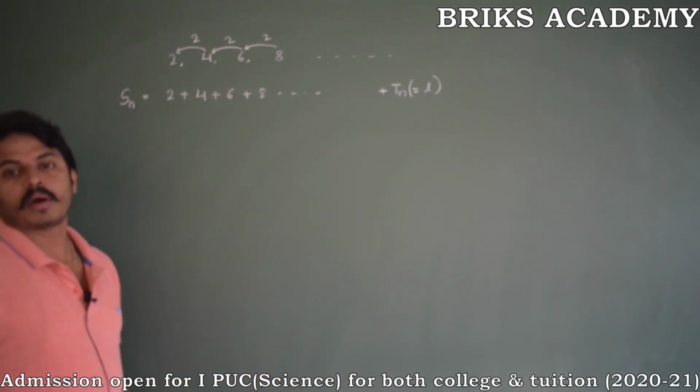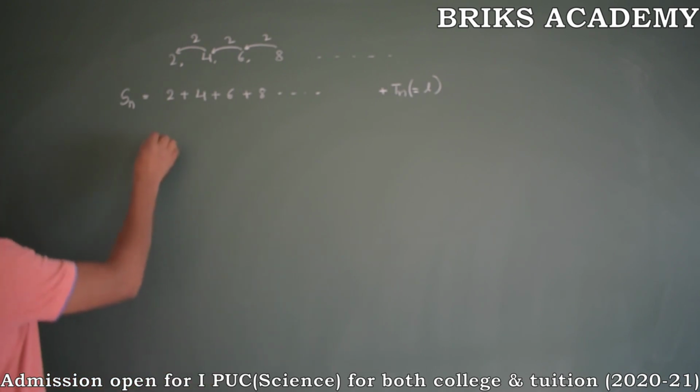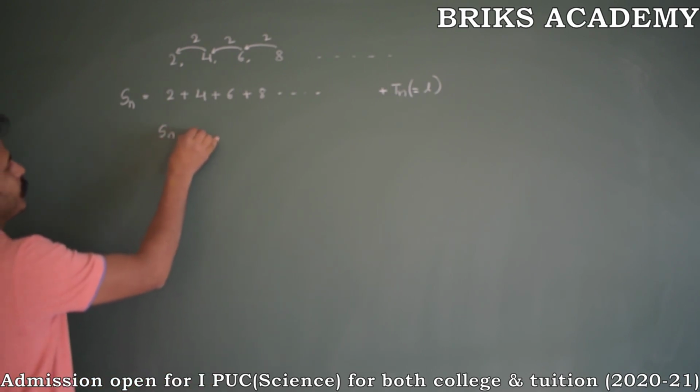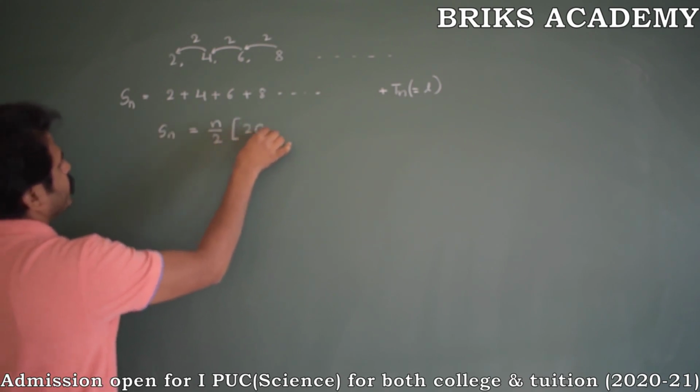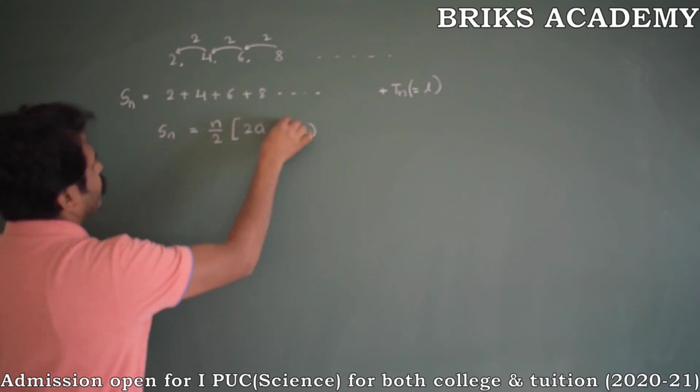How to find the sum of this? For that we will give one formula. What is the formula? Sn is equal to n by 2 into 2a plus n minus 1 into d.